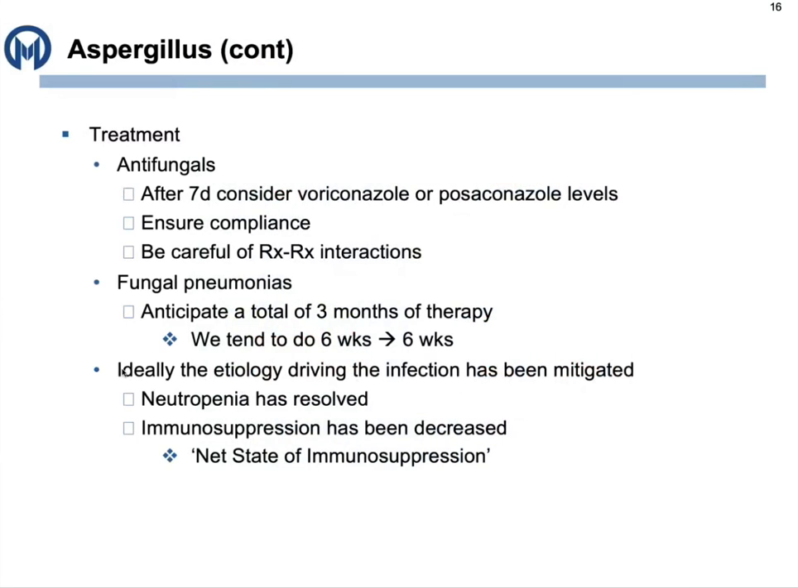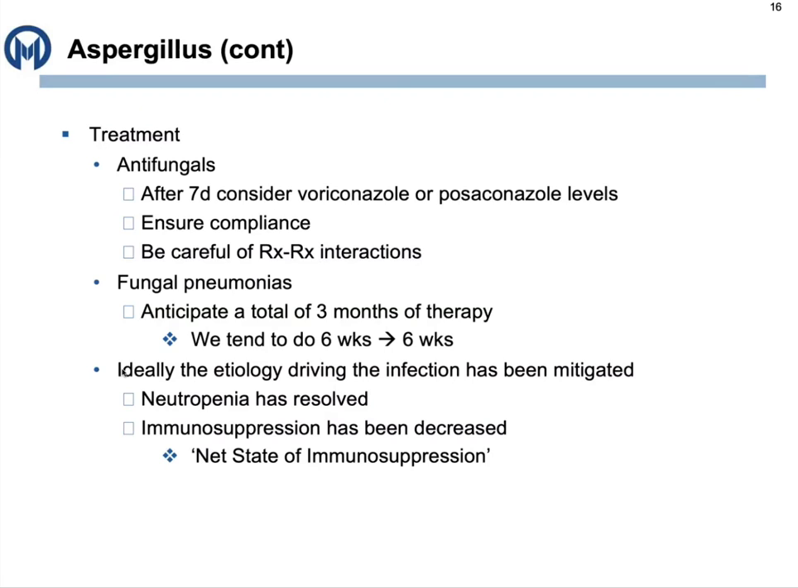So we talked about the 7 days, check a level, ensure compliance. You'd be surprised how much that's a problem. Be careful of drug-drug interactions. In terms of fungal pneumonias, traditionally we treat for 3 months as a whole, but we will break it up in half. We'll treat for 6 weeks, get a new CT, new visit, make sure they're fine, make sure they have their meds, make sure their CT is improving, and then do the final one, because sadly some of these fungus balls are also more than one fungus, and so you could improve initially and then worsen the second time, and you need that extra data point.